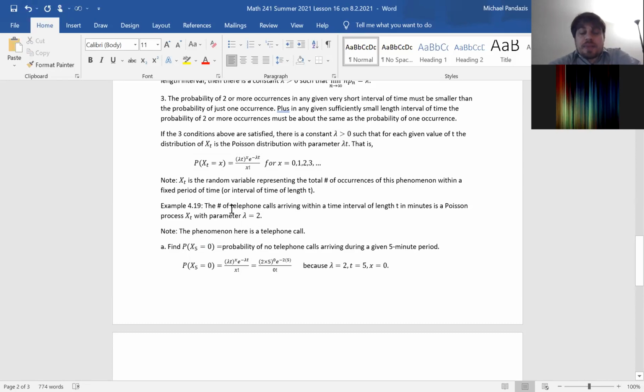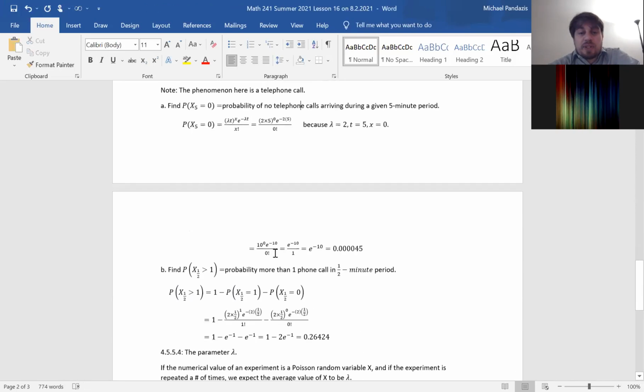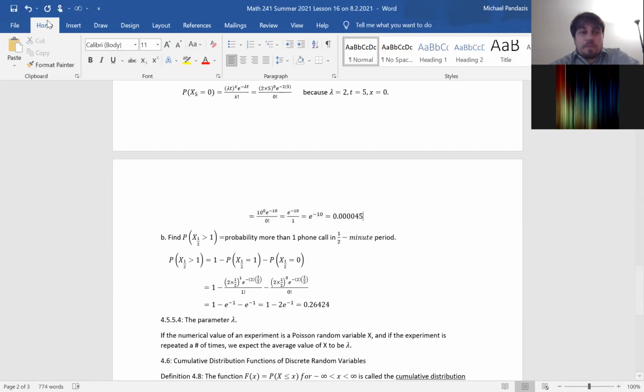You're given that this random variable x of t is a Poisson process. So that means its probability function is the Poisson distribution function. Now this probability is equal to the value of this expression for the appropriate values of lambda, t, and x. So lambda is 2, which is given. T is 5 because it's a 5-minute interval. X is 0 because little x is the number of occurrences of the phenomenon. The phenomenon is telephone calls, and this is saying the number of telephone calls in any 5-minute period is 0. So the 0 here is the value of little x. You plug it in, simplify that expression, and you get this number. Makes sense?